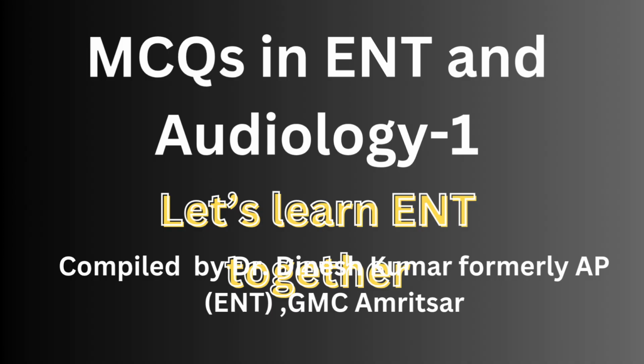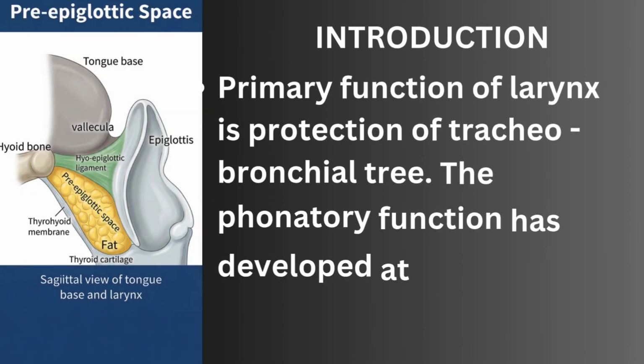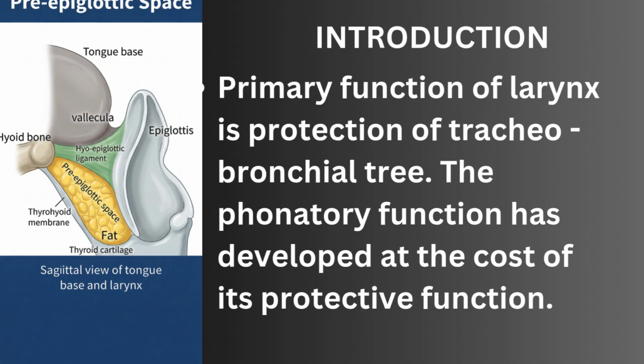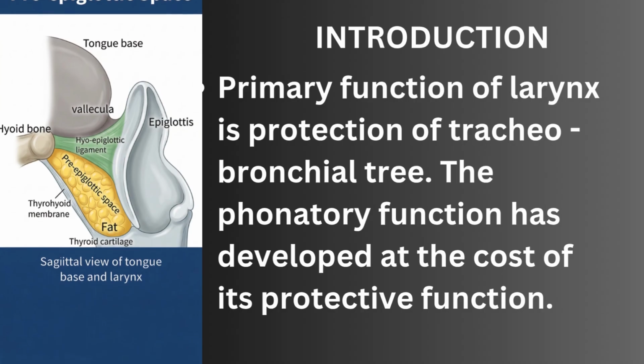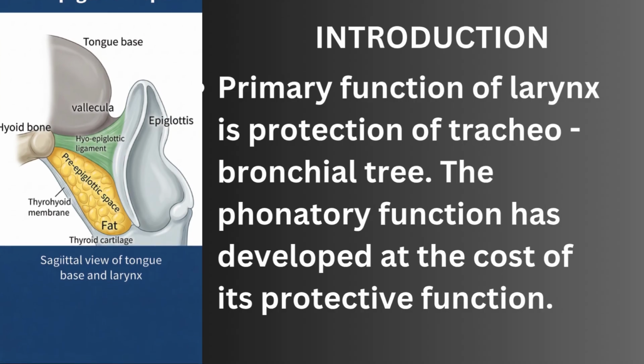First is protection of the tracheobronchial tree. This is the primary function of the larynx. Second function is participation as a respiratory passage and voice production. And finally, providing an anchor to structures above and below the level of the larynx.